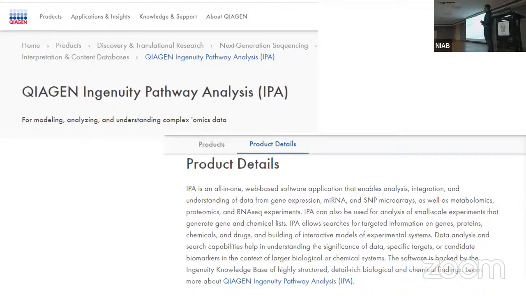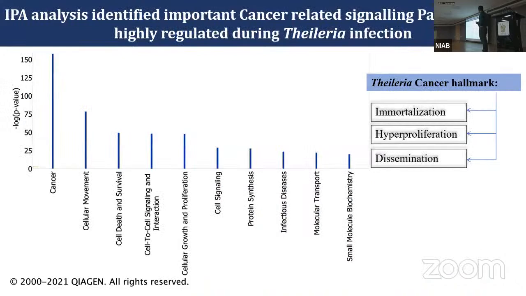Now, to reconfirm that, we went to Ingenuity Pathway Analysis. It's software by Qiagen. We used this because it contains databases which are validated and from literature. And here also we found that cancer related signaling pathways are getting enriched in this gene list.